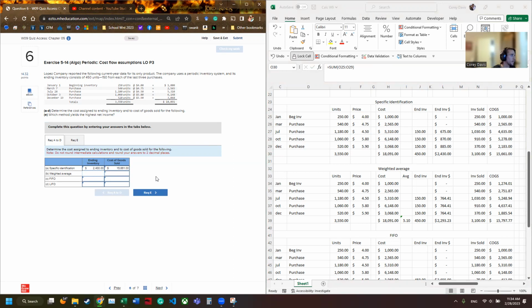Now, when we come to the weighted average here, again, we have 150 coming from each of these months, right? But what we're trying to find is this number here, which is just the average cost of everything we paid and everything we had. So we had a total of 3,550 units, and we paid a total of $18,091 for that 3,500 with these varying prices, varying amount of units, right?